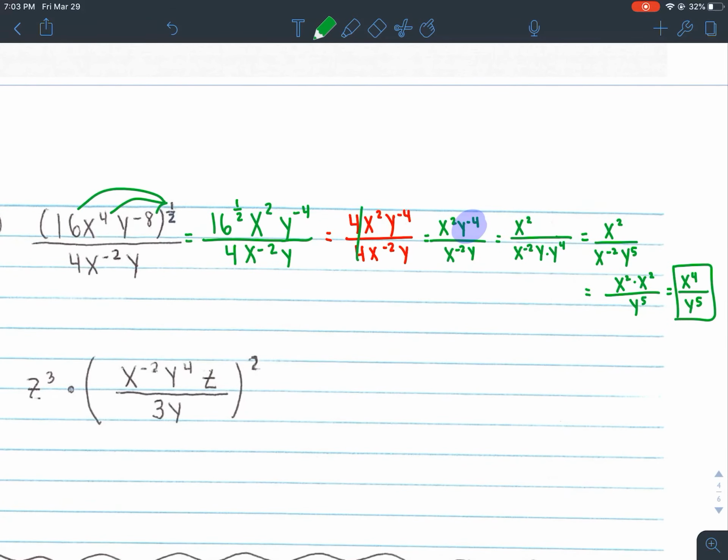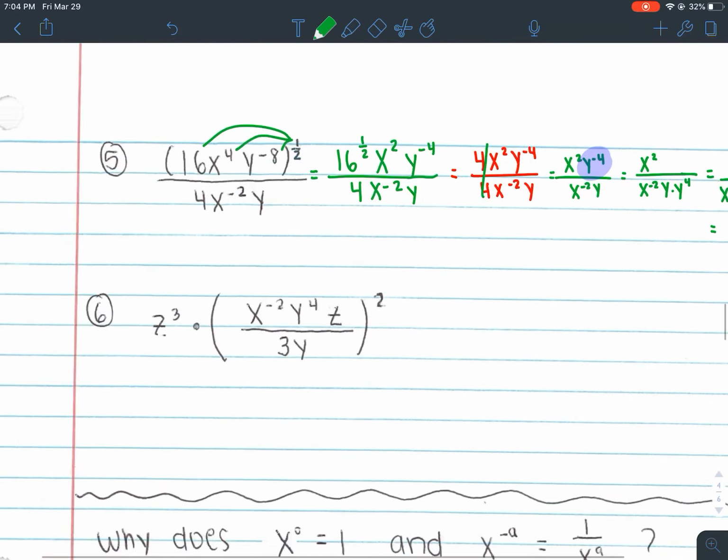Okay, that was a lot of work, but we made it. I think that is correct. I hope I didn't make a mistake somewhere. Let me check my work really quick. Yep, I believe I did that one correctly.